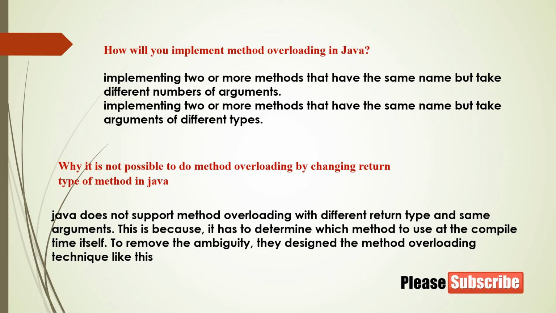Why is it not possible to do method overloading by changing the return type of a method in Java? Like, can we change the return type in method overloading? That is also a question. Java does not support method overloading with a different return type and the same arguments. This is because it has to be determined which method is to be used at compile time itself. To remove the ambiguity, they designed the method overloading technique like this. If you put the same parameters, there would be two methods with the same parameters, so there's no purpose in it. I think that will create ambiguity at compile time about which one to call.